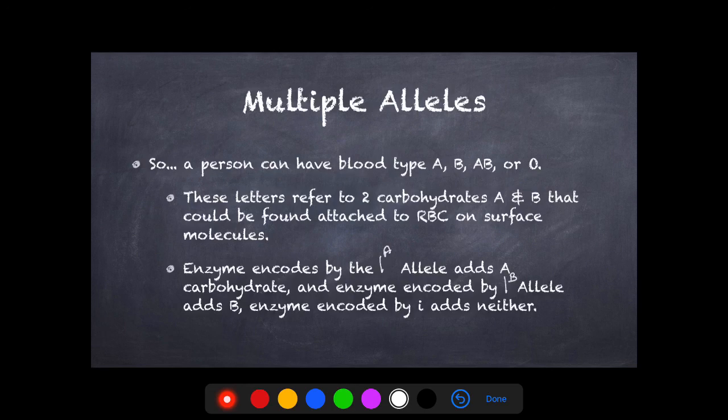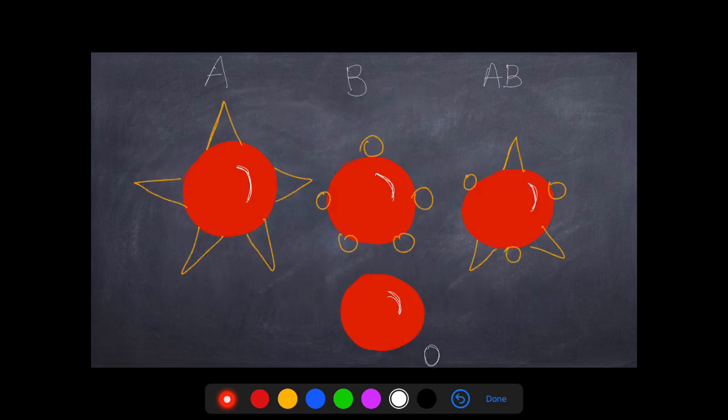So the enzyme that codes for blood type A has an allele that adds the A carbohydrate to that blood. And then there's an enzyme coded by the B allele that is able to add B onto that blood type, and then same thing with the little i. So depending on which blood type you have, that enzyme will add that carbohydrate.